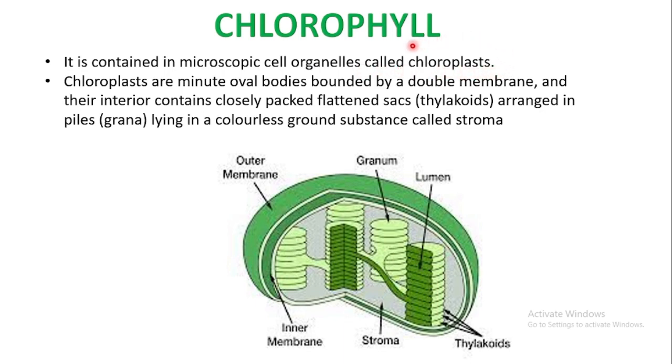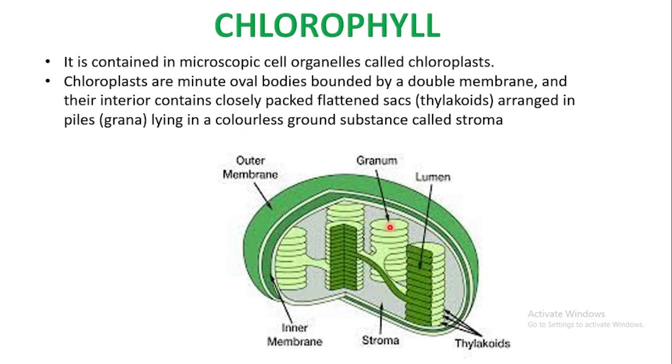Okay, so there is a microscopic cell organelle. So inside the cell there are different cell organelles. Cell organelles are the organs of the cell, and that is known as chloroplast. So this is the diagram of the chloroplast. Chloroplasts are minute oval bodies bounded by double membrane, and their interior contains closely packed flattened sacs, that is thylakoids, arranged in piles, and the whole thing is known as grana, lying in a colorless ground substance called stroma.